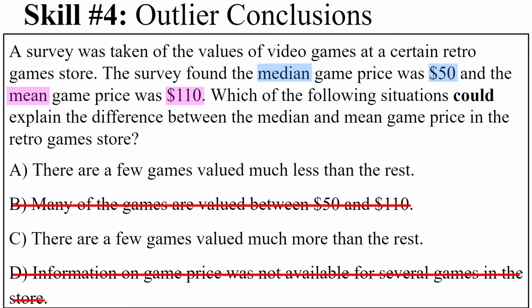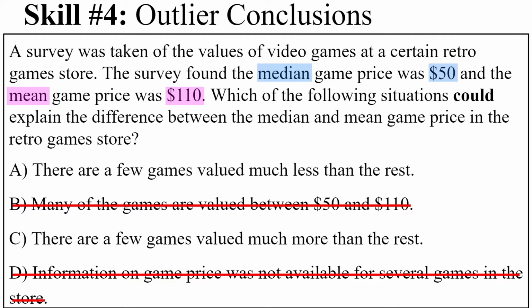And B and D are out. D, I don't even know what D is saying. Like we were just missing some data points. Okay, maybe that could cause this, but that doesn't seem like the most plausible explanation. And many of the games are valued between 50 and 110. I don't know. That doesn't really seem super reasonable either. The mean and median would probably be closer together. And as a matter of fact, you probably wouldn't have a median of 50 if many of them were between 50 and 110. The median would probably be bigger than 50, so it just doesn't make any sense numerically. All right, so let's look at A and C.